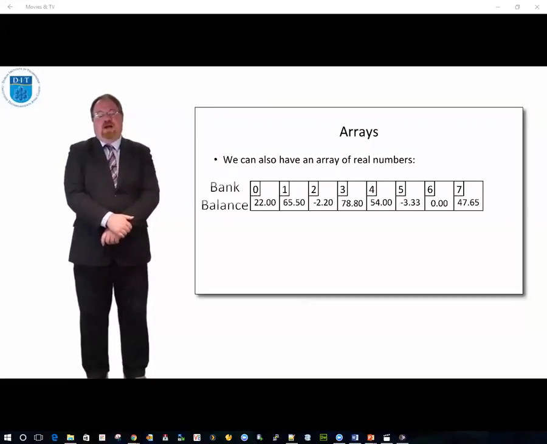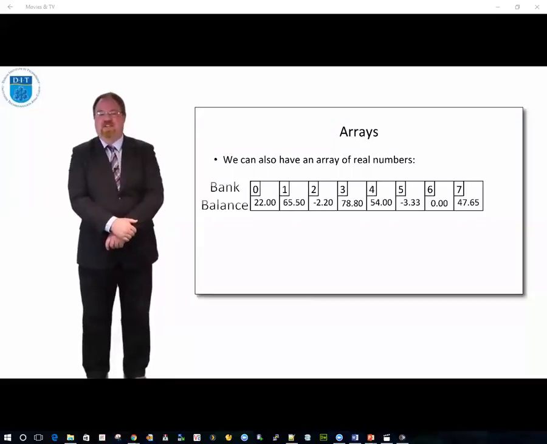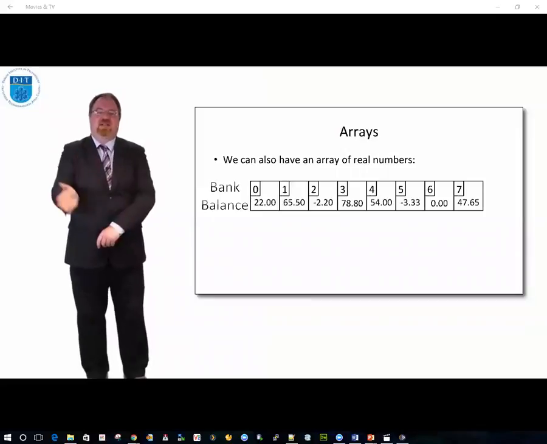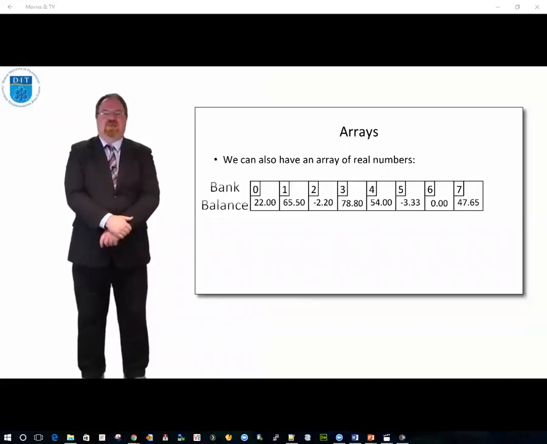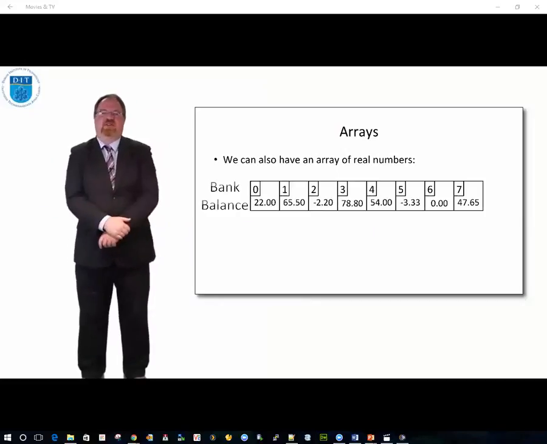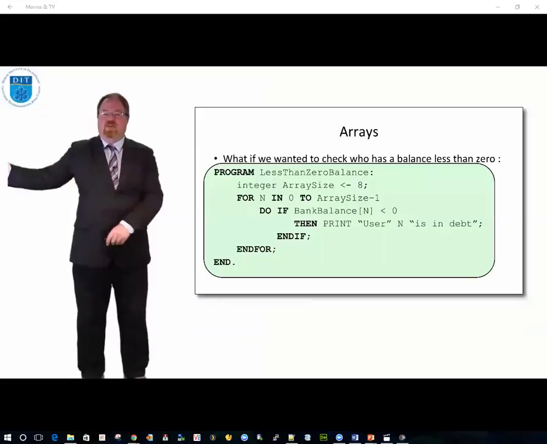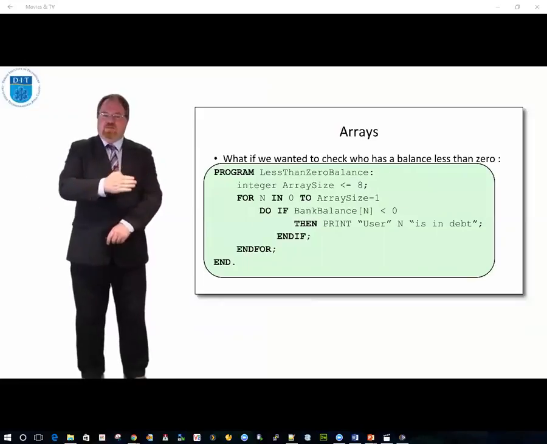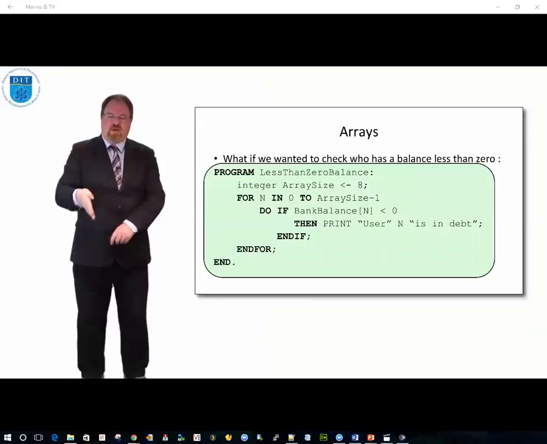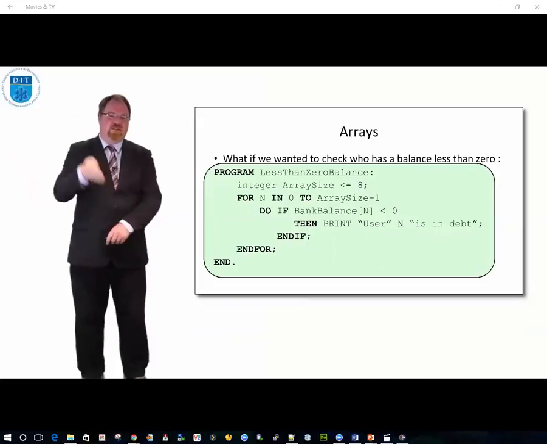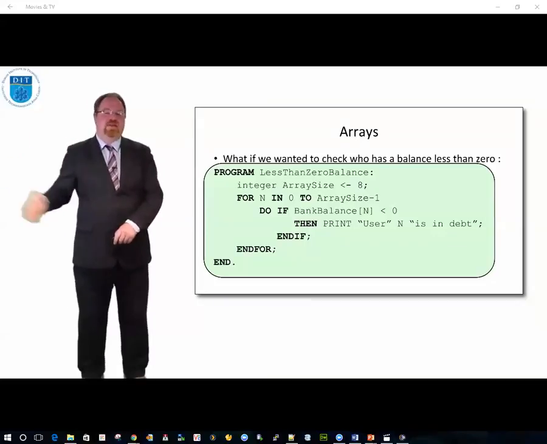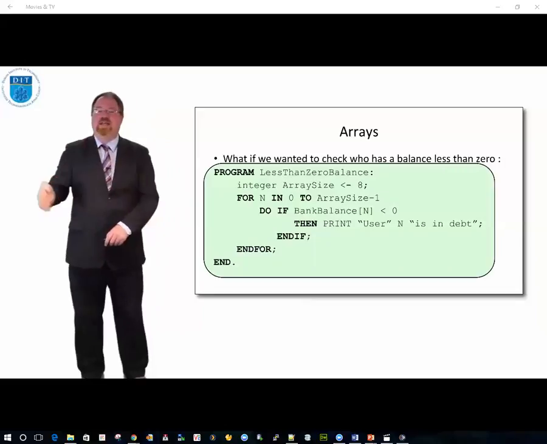So if the bank asked me, can you write a program to tell me who's in debt? By inspection, we can tell the third customer along and the sixth customer along, customer numbers 2 and 5, are the ones in debt. But if we have 100,000 customers, we're not going to do it by inspection. So we're going to write a little bit of code, and it's a for loop again. It's go through the whole loop, check the current bank balance, check if 0 is bigger than the current bank balance, and if the current customer's bank balance is less than 0, just print out a message saying that that user is in debt.